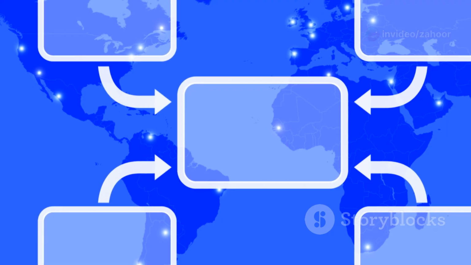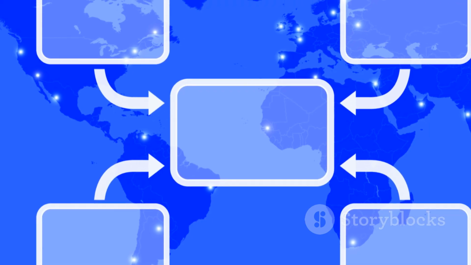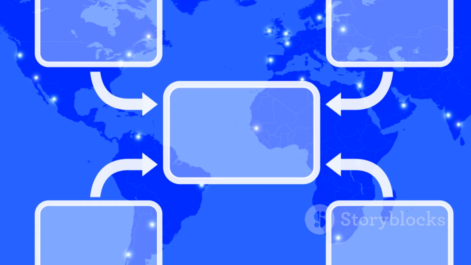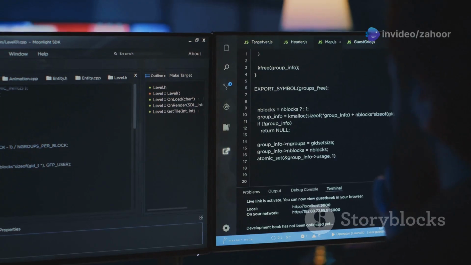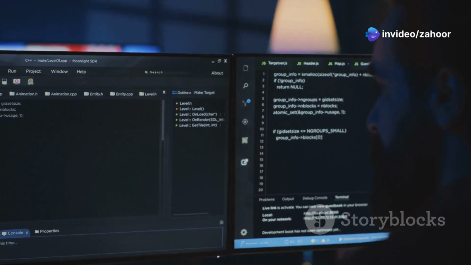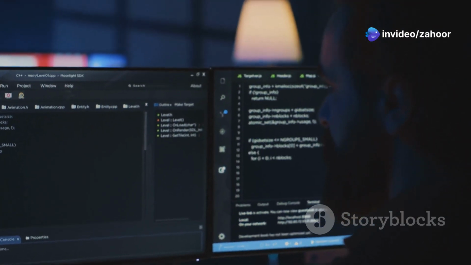Extract class allows you to create a new class and move relevant fields and methods from the existing class to the new one. This promotes better encapsulation and makes your code base more organized.